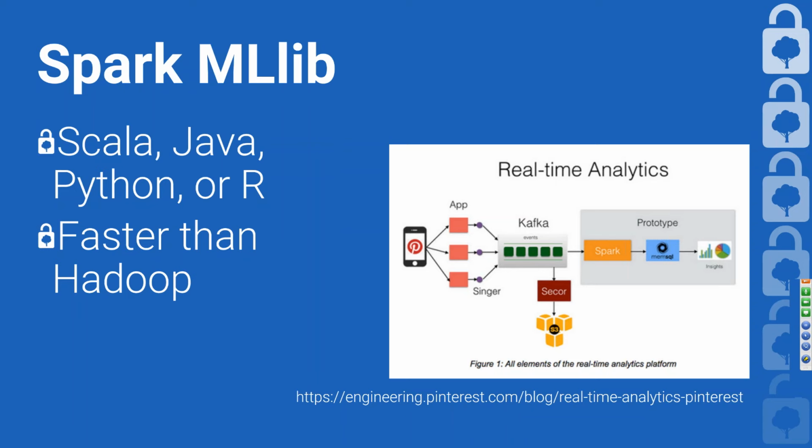And I was quite interested to read about how Pinterest are using Spark in their analytics. So they use Kafka for their event processing, and then they use Spark for their streaming analytics. And it's pretty cool, high performance stuff that you can get out of it that you can't really get out of base Hadoop.